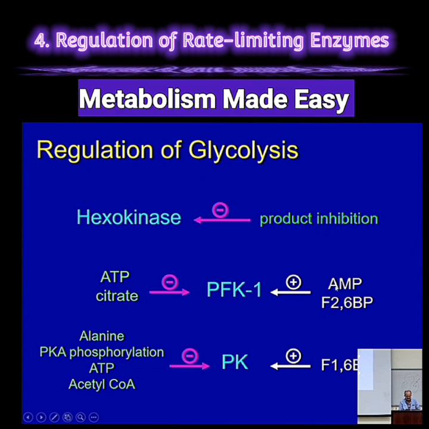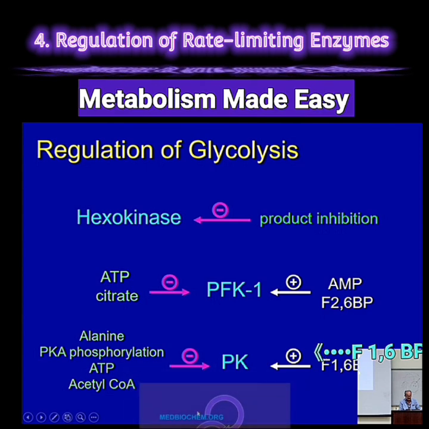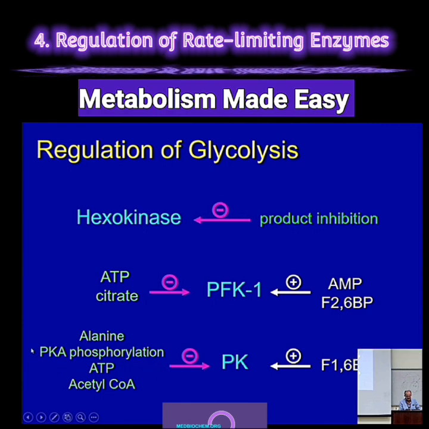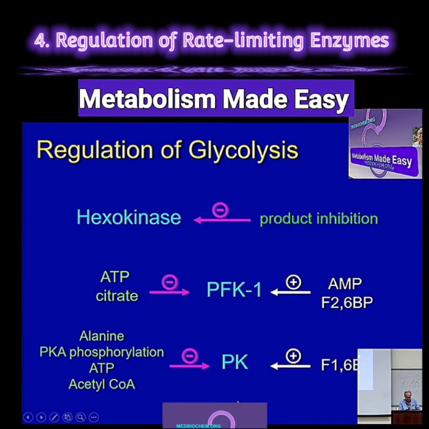PFK1 is activated by AMP and this molecule, fructose 2,6-bisphosphate, and inhibited by ATP and citrate. Pyruvate kinase is activated by the product of PFK1, fructose 1,6-bisphosphate, and inhibited by alanine, ATP, and PKA-dependent phosphorylation, which is dependent on glucagon, activation of the glucagon receptor.